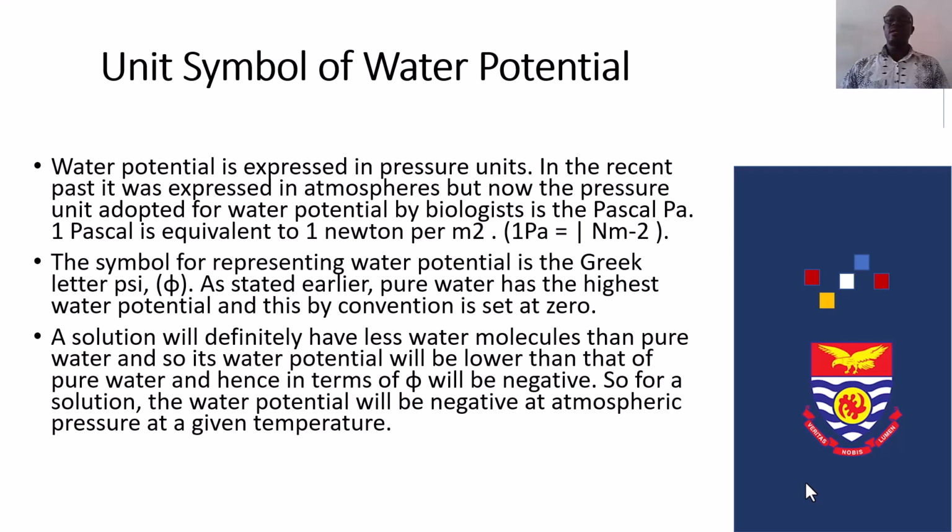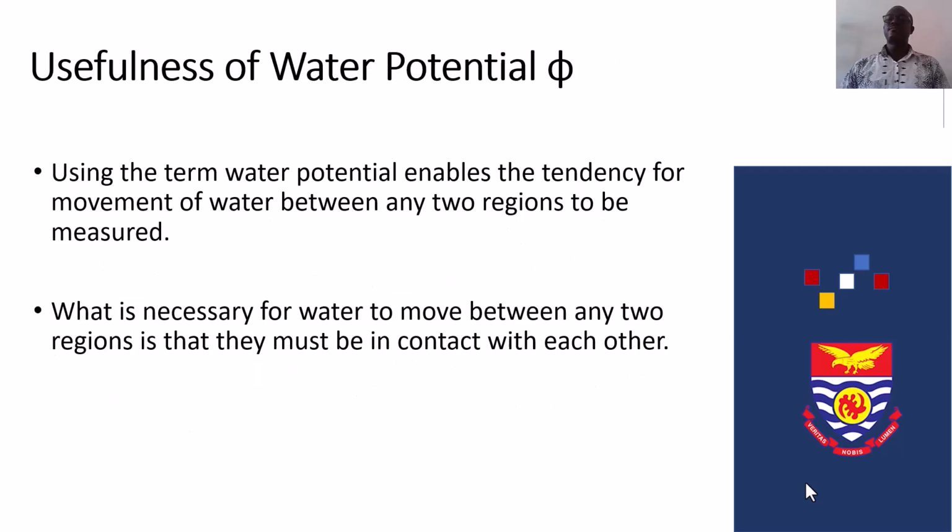A solution will definitely have less water molecules than pure water, and so its water potential will be lower than that of pure water, and hence in terms of psi will be negative. So for a solution, the water potential will be negative at atmospheric pressure at a given temperature. Using the term water potential enables the tendency for movement of water between any two regions to be measured.